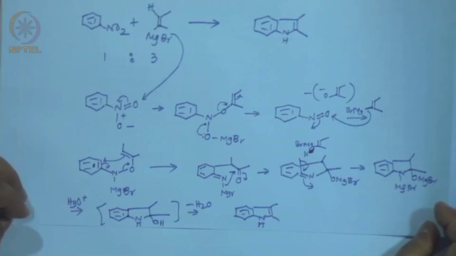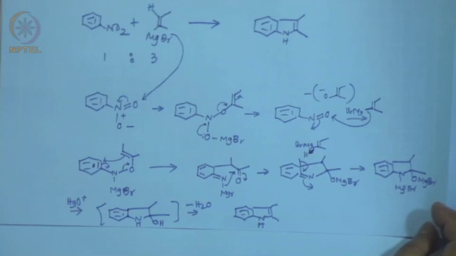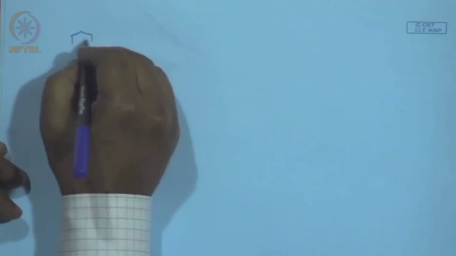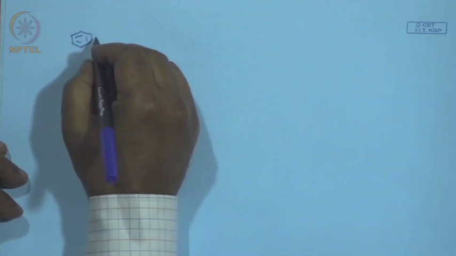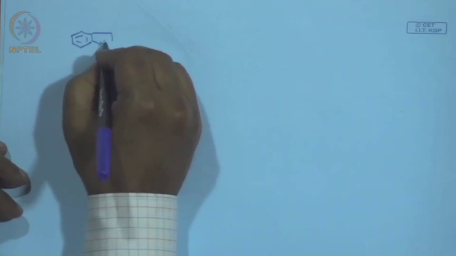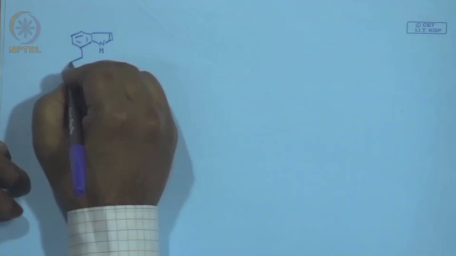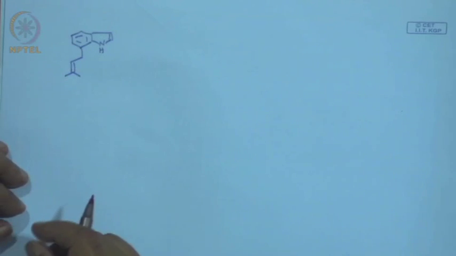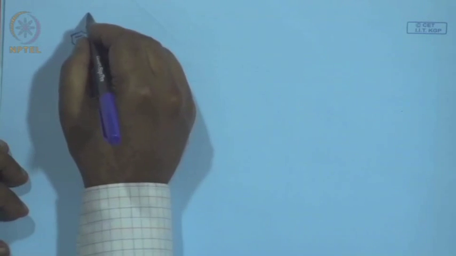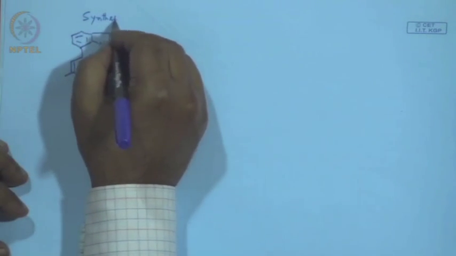The only thing is that organomagnesium reagents are sometimes very reactive towards many functional groups, that is the disadvantage. And the next disadvantage is the use of excess amount of this organomagnesium. Now, quickly just see whether you can work out a reaction scheme without the Bartoli reaction. For example, suppose you are advised to make a prenylated indole. How would you synthesize this?